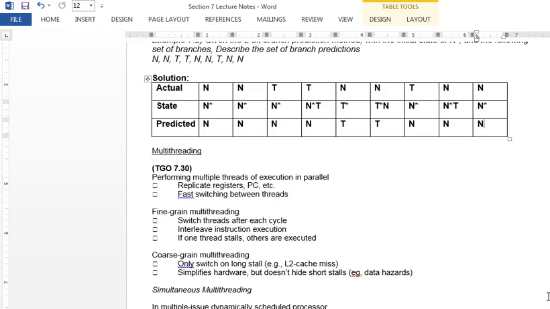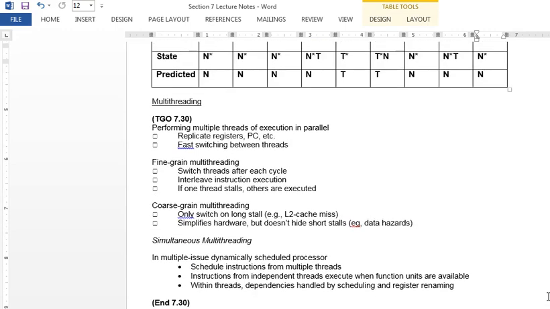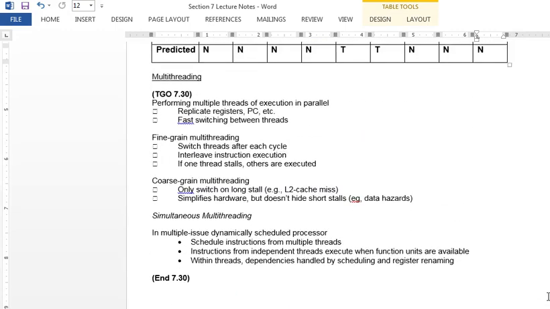Okay, so we're going to talk about multi-threading. There are three types that we're going to discuss. So briefly discuss multi-threading and describe the three types of multi-threading. Briefly, it means performing multiple threads of execution in parallel. We kind of alluded to that earlier with thread-level parallelism, right? So by doing that, we replicate registers, the program counter, etc.